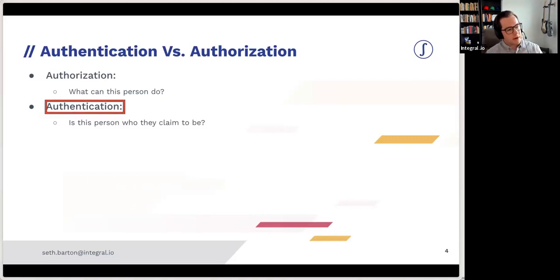We're going to mostly talk about authentication, which is that process of checking if this person is who they claim to be. And we're going to go over how that would work in your typical web application.